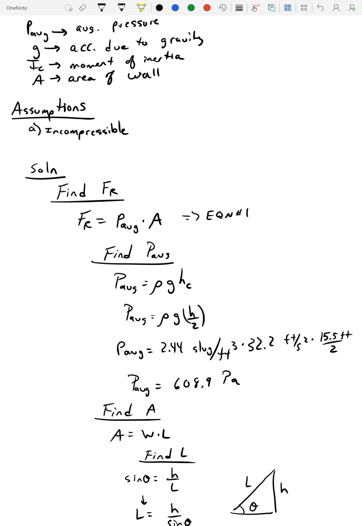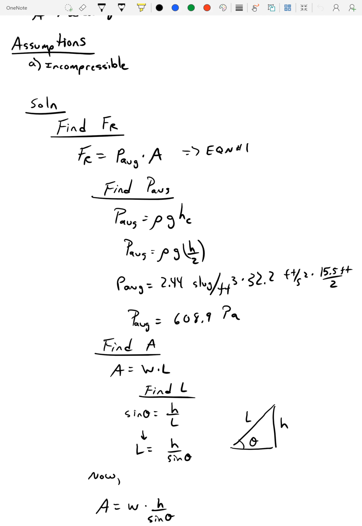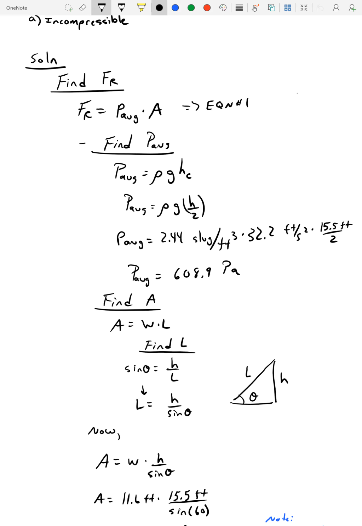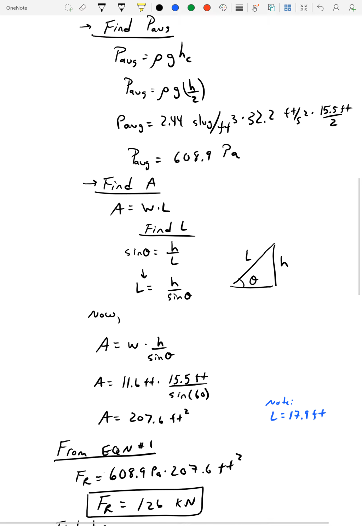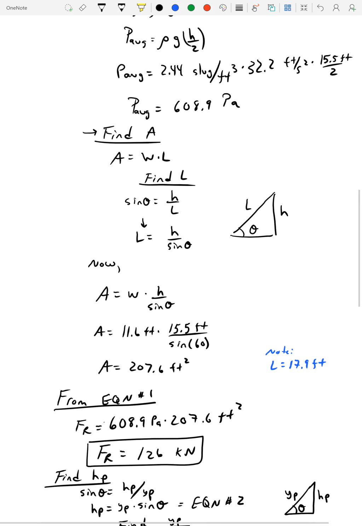And I'm going to start it by saying, here's a heading, find FR. And FR is P average times A. I'm going to call that equation 1. And then in that equation I need to find P average and the area. So I have headings for each, and I find each one. Now for the area, I needed to find L, so I drew a little schematic on the right, and then I solved for L. And I plugged that back into the area equation, and I got 207.6 feet squared.